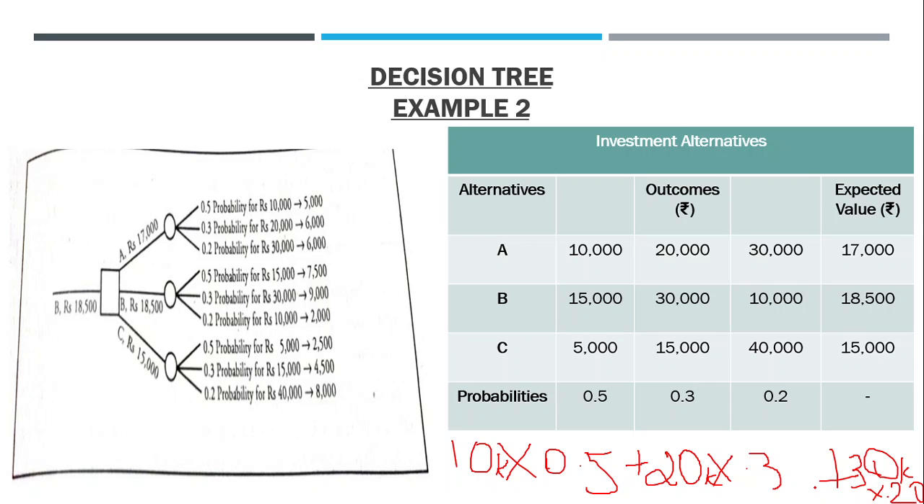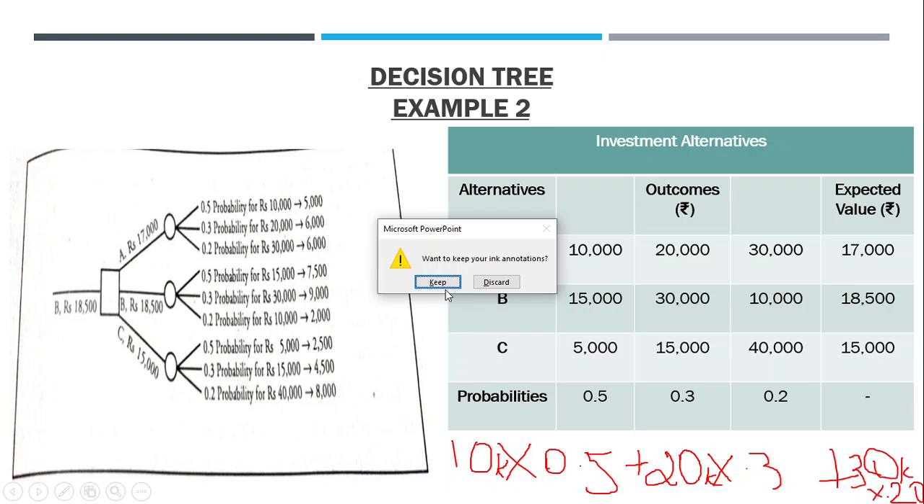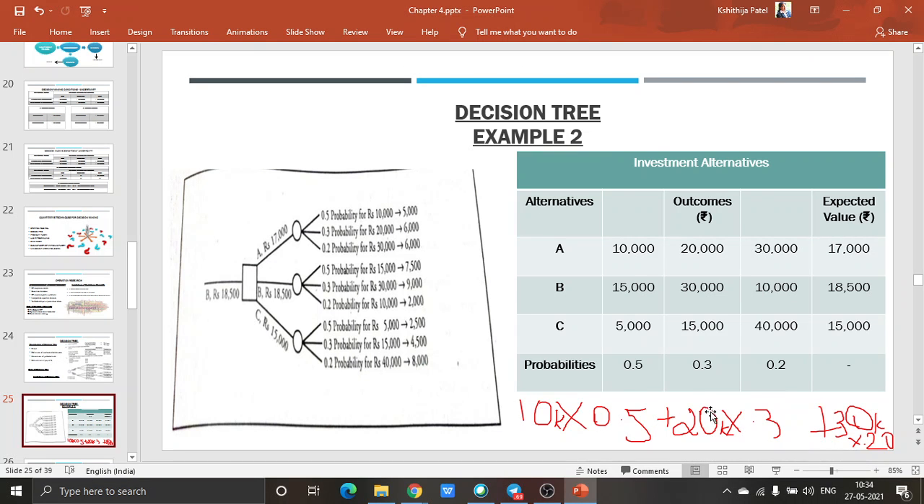Now the same problem can be analyzed through a decision tree. Now the same happens with the decision tree. The decision would be to invest in alternative B, since it yields the highest return of, as we can see in the table, 18,500 when compared to other investment alternatives.